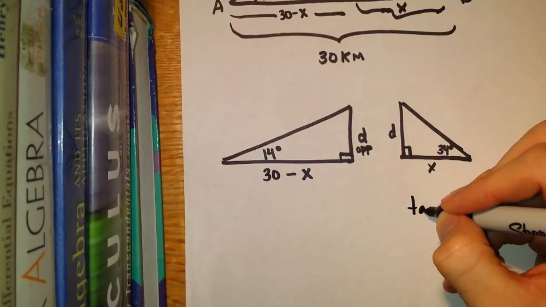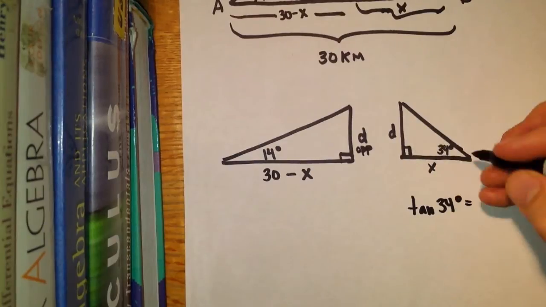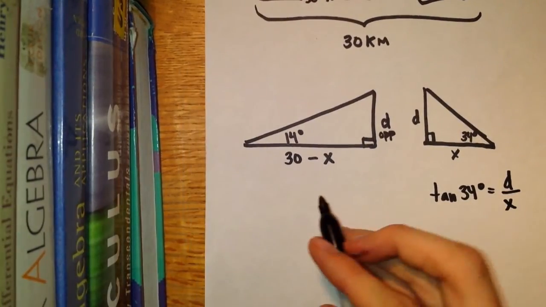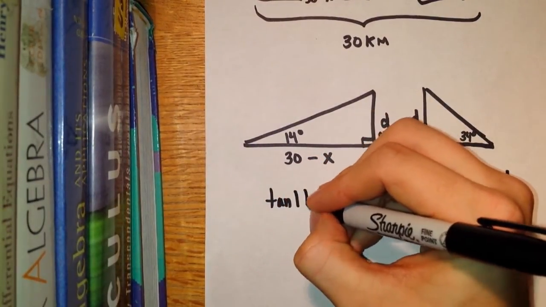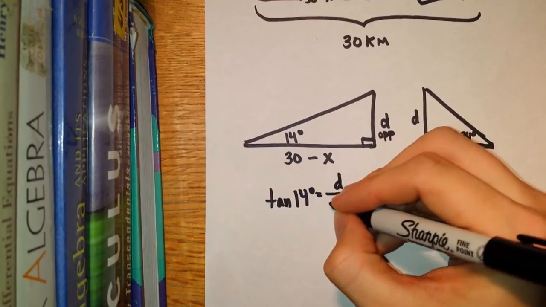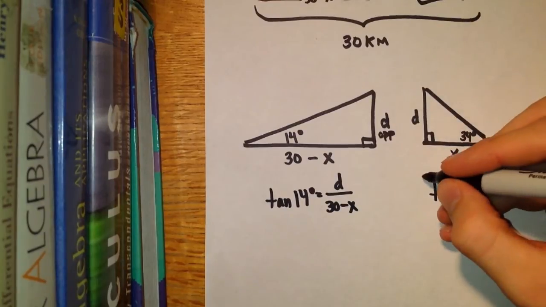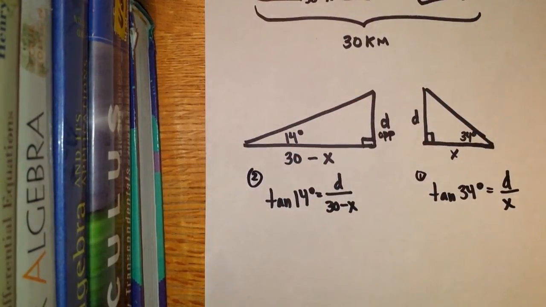You'll note that the tangent of 34 degrees equals D divided by x. And you'll also note that the tangent of 14 degrees equals D divided by 30 minus x. These two equations here represent your system that you're going to solve to find D.